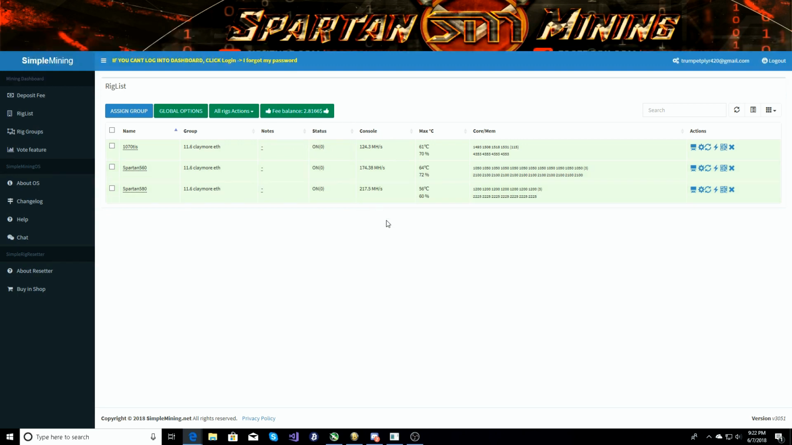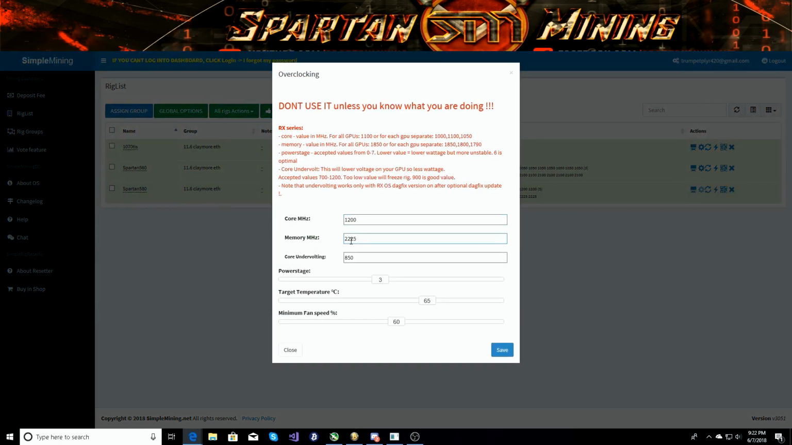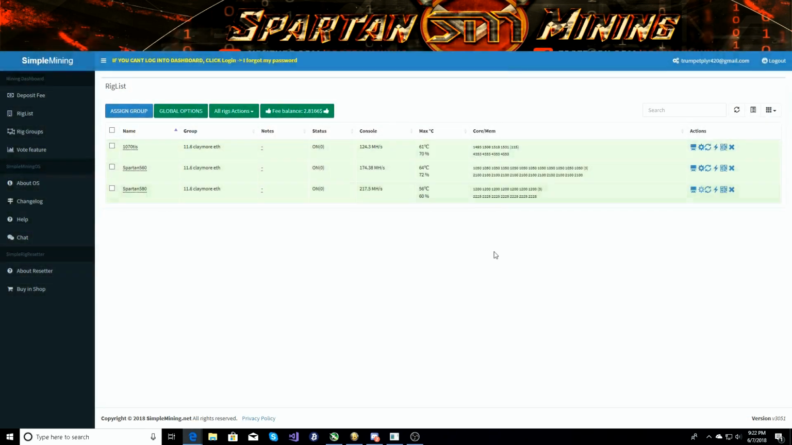And then we have the 7-card 580 rig. It is 6 MSI RX 580 Gaming X 8 gig models, and then one MSI RX 580 MK2. That one, the MK2, is pulling 31.76 mega hash, and the other ones are pulling 31 and some change. I did bump up the overclocks just a tad bit, and the highest temperature on that is 56C. So take a look at the overclock settings: 1200 core, 2225 on the memory, 850 on the undervolt, 3 on the power stage. You can see the rest of it. All of my cards are BIOS modded, except for the 1070 Ti's, obviously.